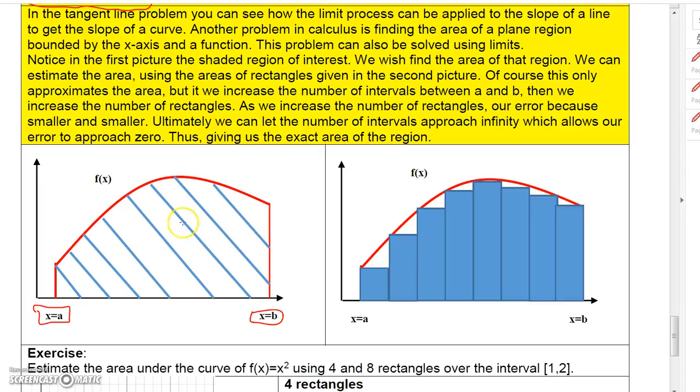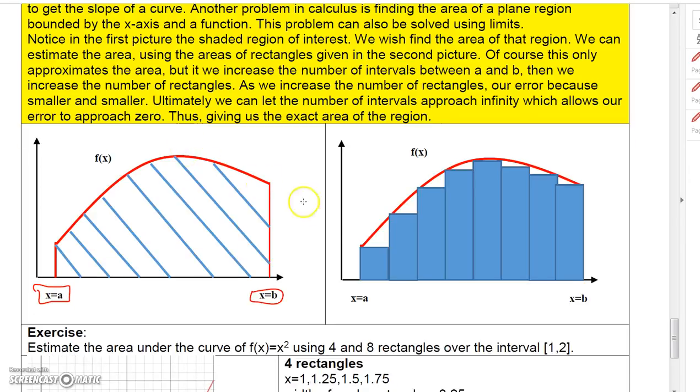One of the things that we can do is create little subintervals. I can break the interval from a to b up into subintervals, and then use those subintervals to create rectangles. And you'll notice here the height of the rectangle is the function. Here the height of the rectangle is the function. Here the height of the rectangle is the function.